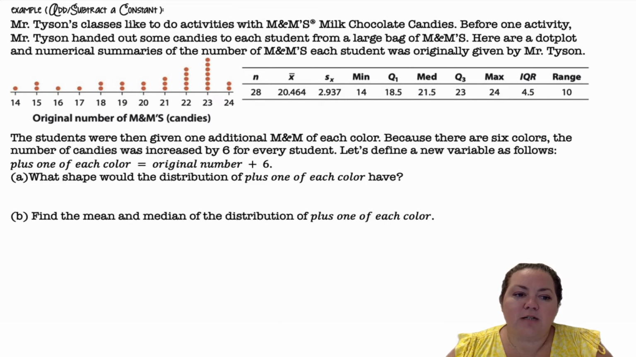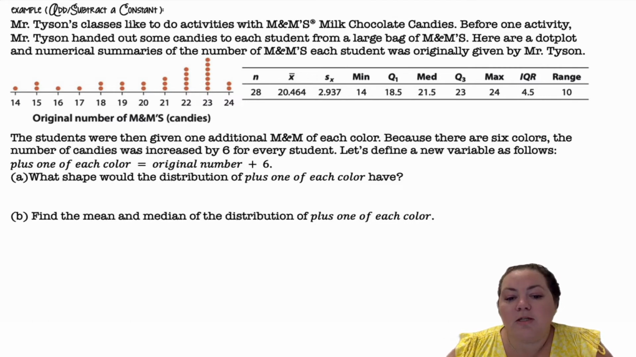All right, adding or subtracting a constant. Mr. Tyson's class likes to do activities with M&M milk chocolate candies. Before one activity, Mr. Tyson handed out some candies to each student from a large bag of M&Ms. Here are a dot plot and numerical summaries for the number of M&Ms each student was originally given by Mr. Tyson. The students were given one additional M&M of each color. Because there are 6 colors, the number of candies was increased by 6 for every student. Let's define the new variable as follows. Plus 1 of each color equals original number plus 6.